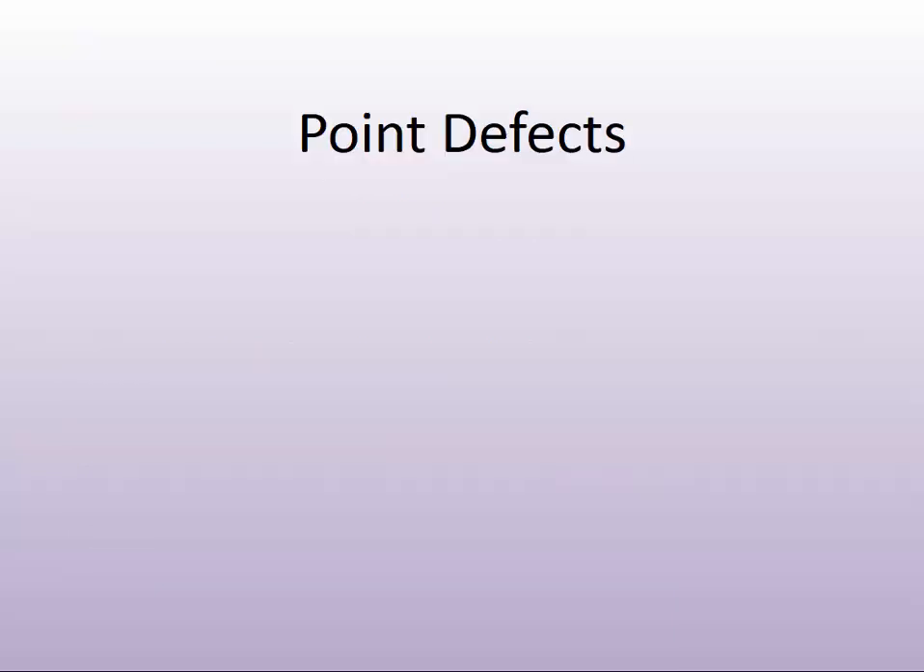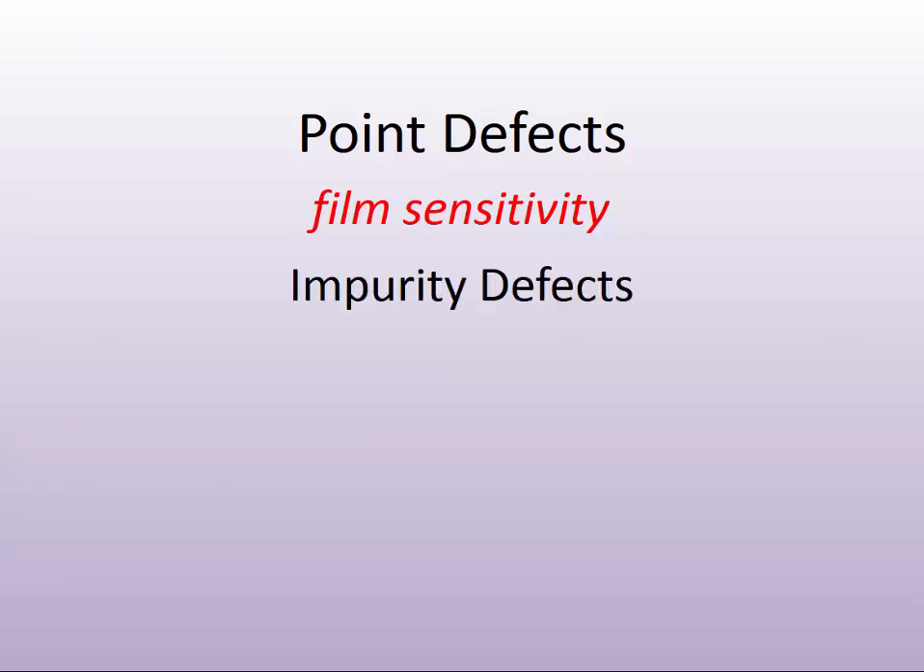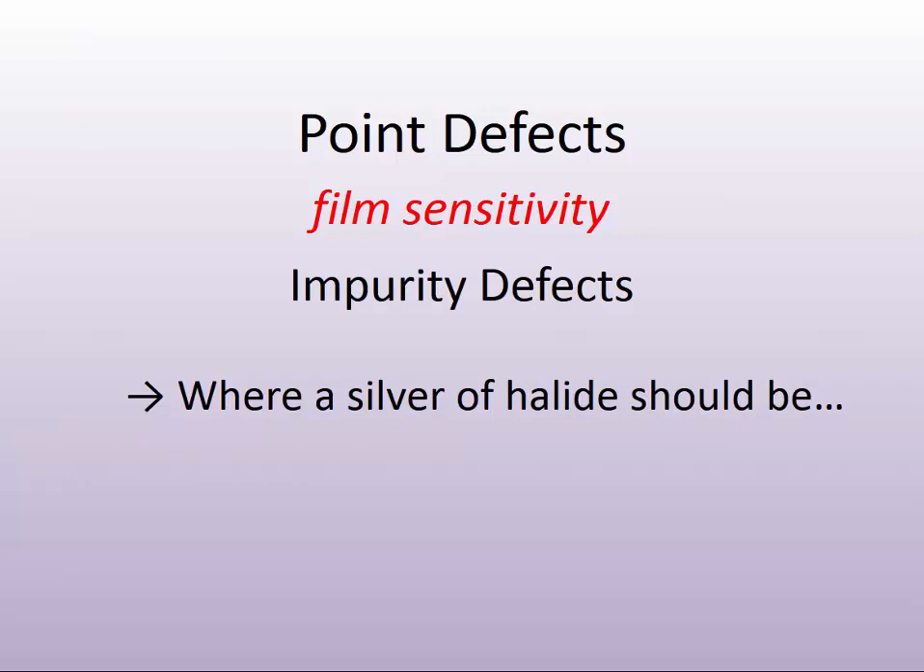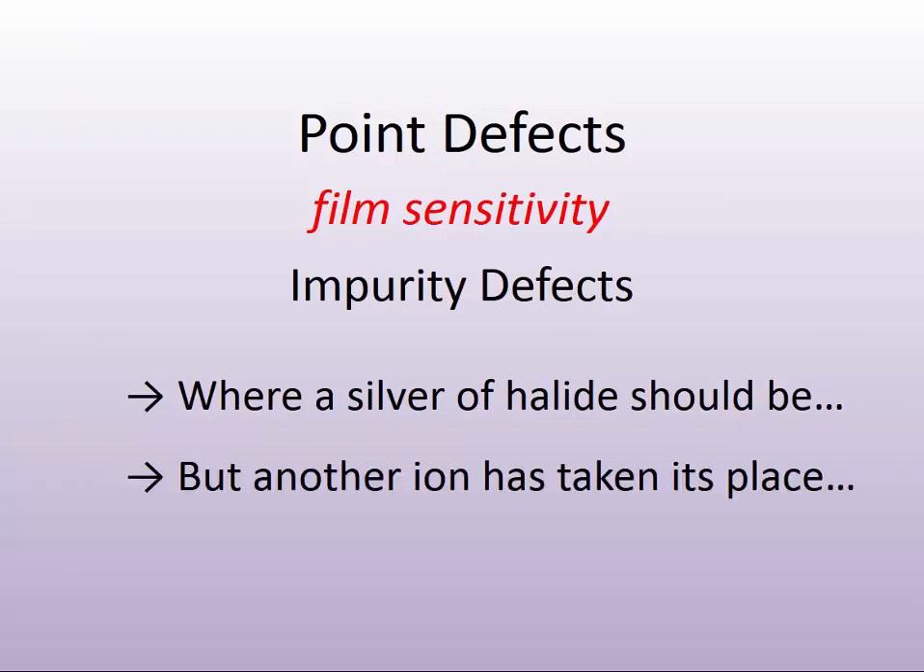There are other point defects which also occur in silver halide grains that have an impact on the sensitivity of a silver halide film or paper-based emulsion. And these are impurity defects. These are areas where a silver or a halide should be, but instead another ion has taken its place. There are two main types of impurity defects that can be seen in silver halide chemistry. These are monovalent and divalent impurities.